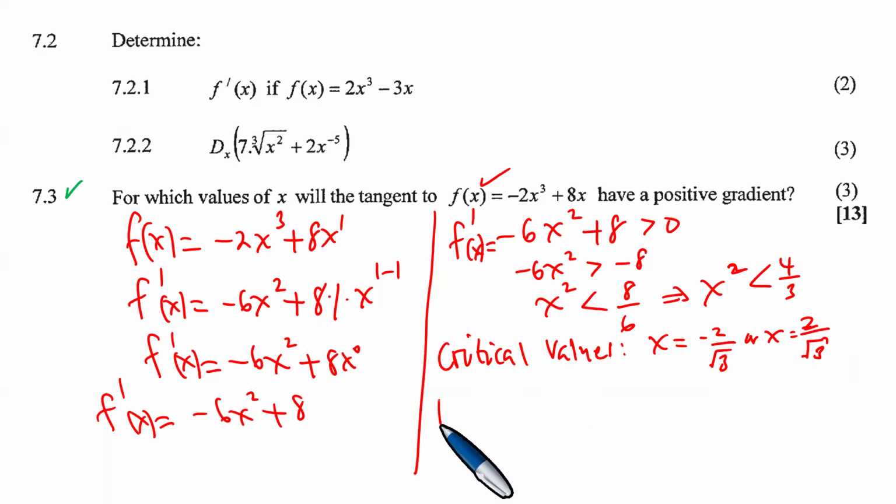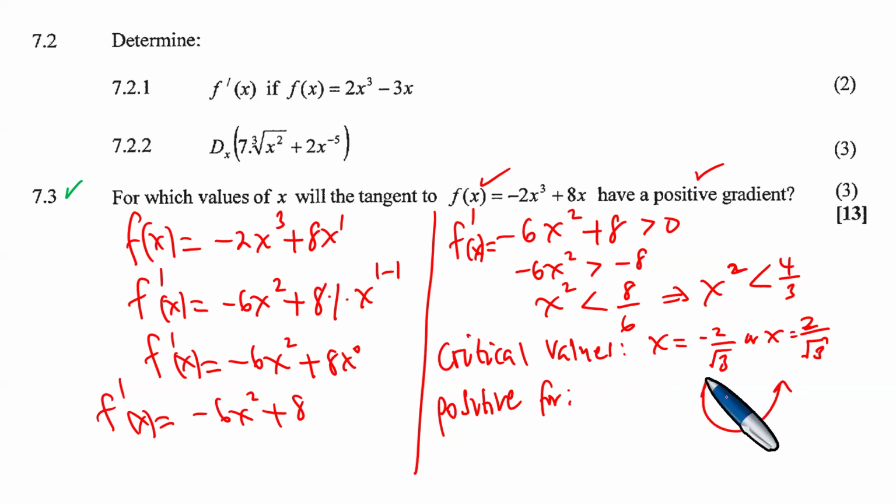Okay, so positive 4, positive 4. Obviously, because we require that this is a positive gradient, so positive 4, we use the graphs we learned from grade 11 and grade 10, the quadratics. So this is minus 2 over the square root of 3, but also it is 2 over the square root of 3. Okay, pay particular attention to the patterns we use.